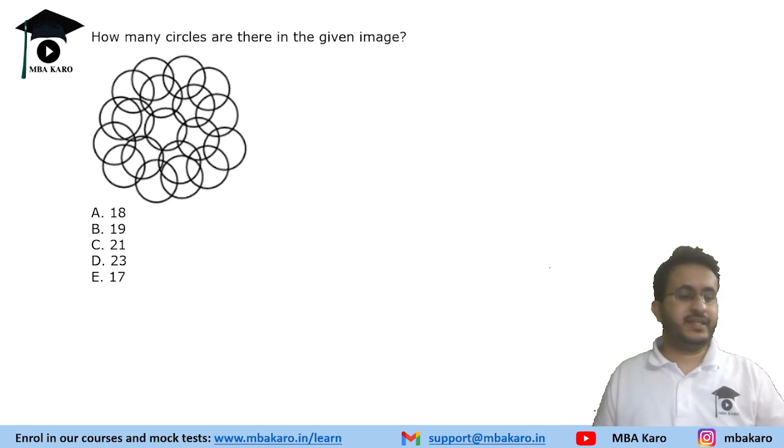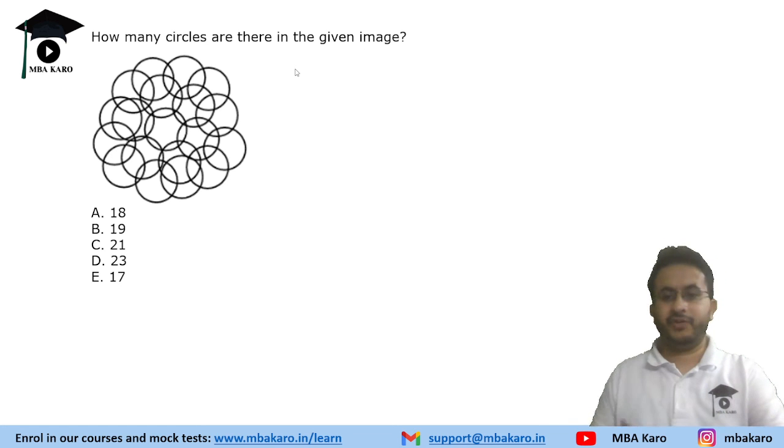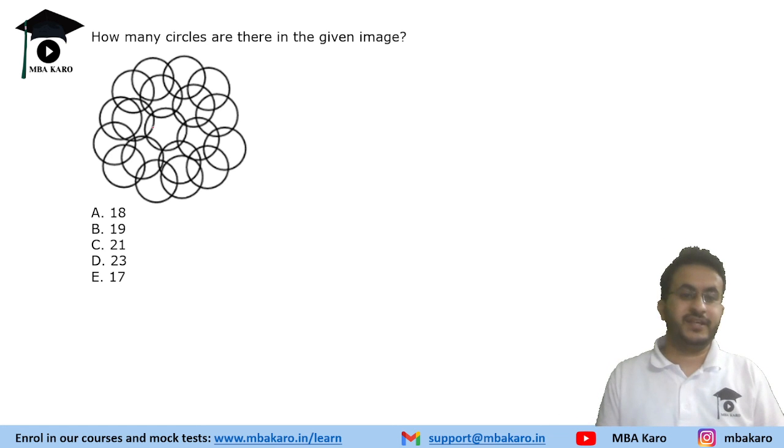How many circles are there in the given image? I hope it was easy to count these circles. So we have one circle inside. Then we will count the second layer of circles: 1, 2, 3, 4, 5, 6. Okay, so 6, 1 plus 6.